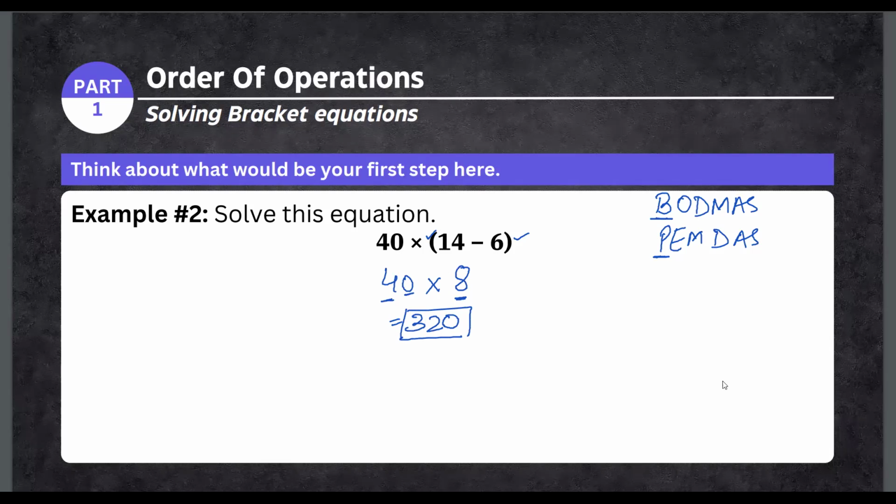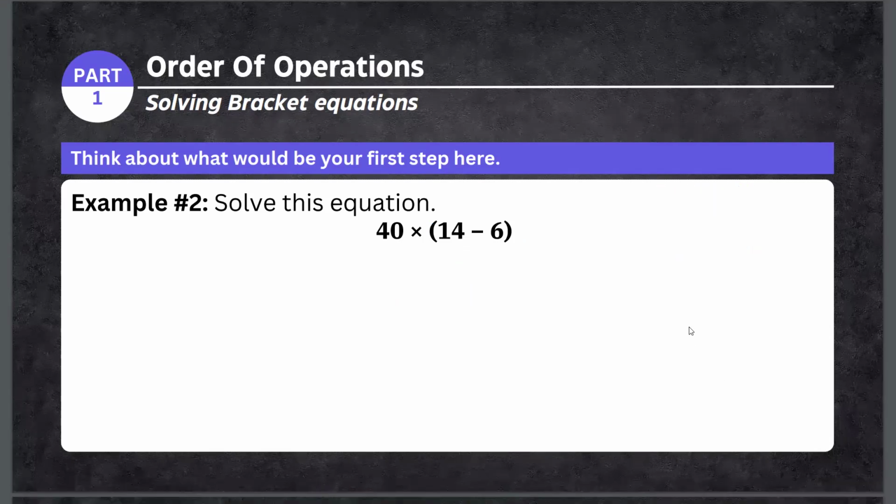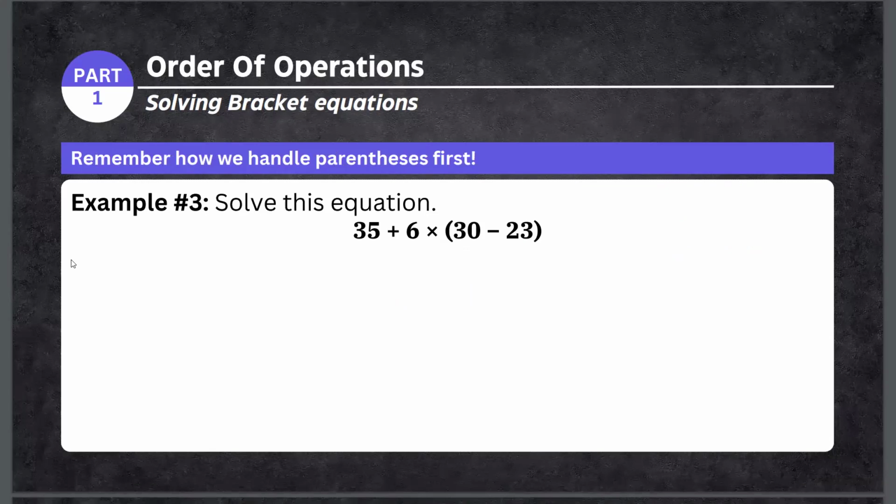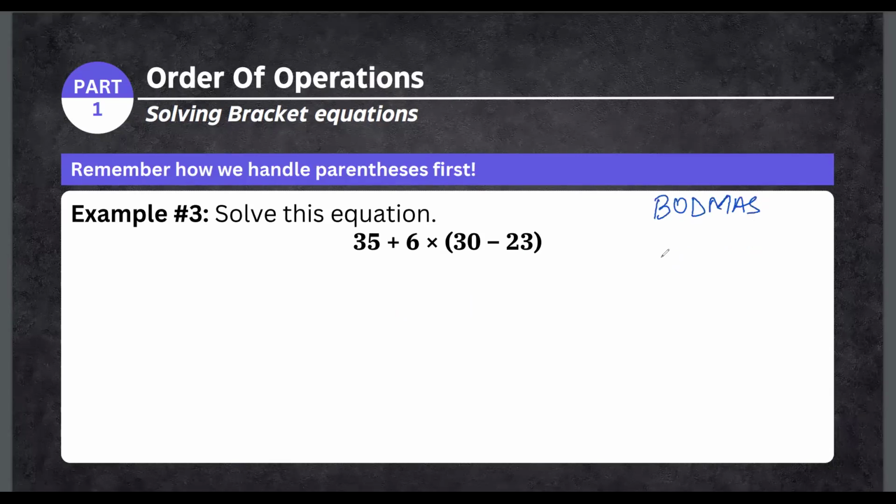Now, next we have this question. Let's start. Again, we have to write BODMAS or PEMDAS. So first of all, we have to solve the bracket. So 30 minus 23 is 7. Rest of the question I am writing as it is. Now, what is the next step?